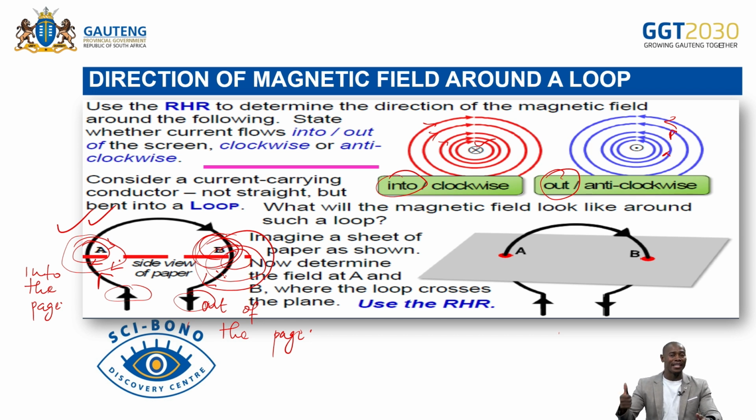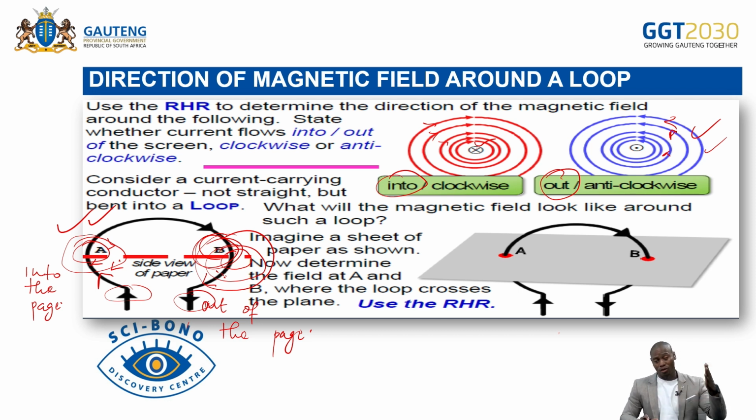When you use the right hand, let's not forget the thumb is in the direction of current, whether the current is in or out. In, we can represent using a dot, and out of the page, we can represent using a cross. Then look at the direction of your curled fingers. For current into the page, the direction of your curled fingers will be clockwise. And when the current is out, which is this part, the direction of the magnetic field will be anti-clockwise. So that is the magnetic field around a current carrying conductor for a loop.